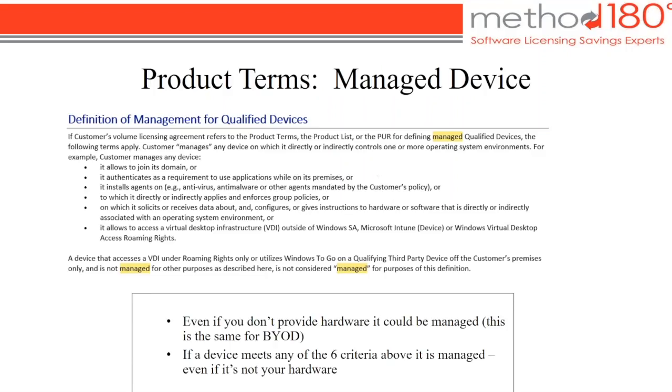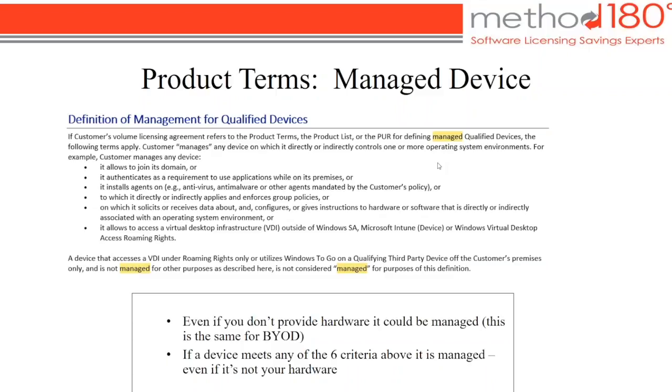So here what I've done is I've gone into the product terms, and I've pulled the definition of managed device. Now, you'll see that I've got yellow highlighting in here. The product terms are a huge document. They're over, I think, 160 pages. So finding the relevant information in those product terms is difficult. So where I have yellow is because I searched for managed, because that was the only way I could really find where they'd hidden this definition of management for qualified devices within the product terms.